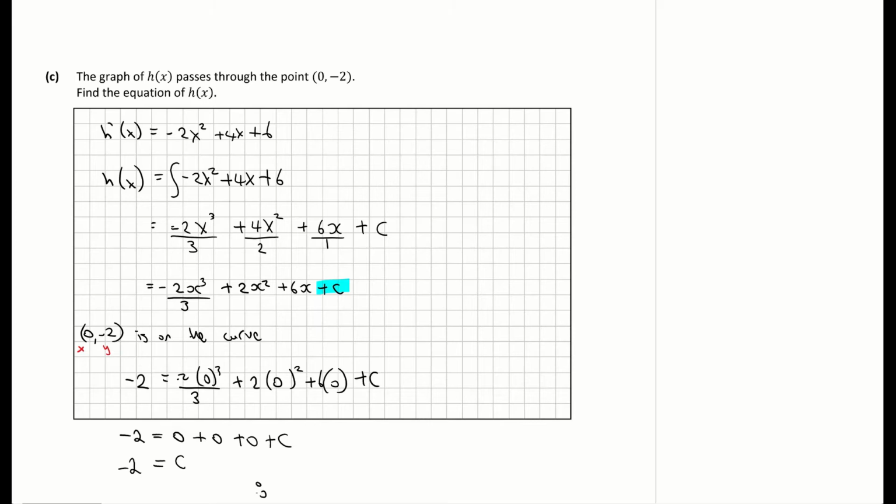So therefore, my equation of h of x is equal to minus 2x cubed over 3 plus 2x squared plus 6x plus my constant, which is negative 2. And that's our answer to part C. It wanted us to find the equation of h of x. And that is the solution to question 6.